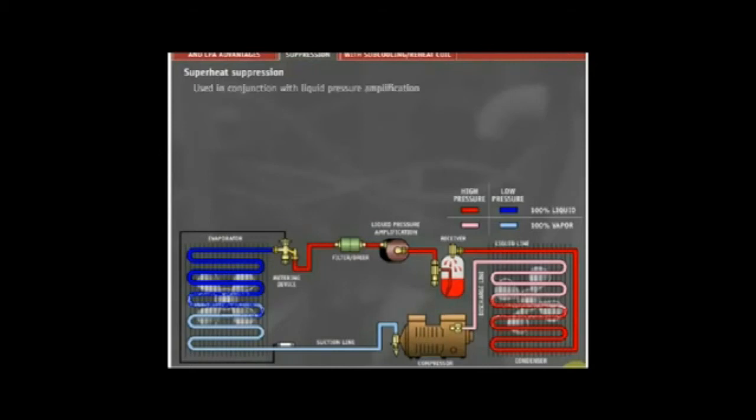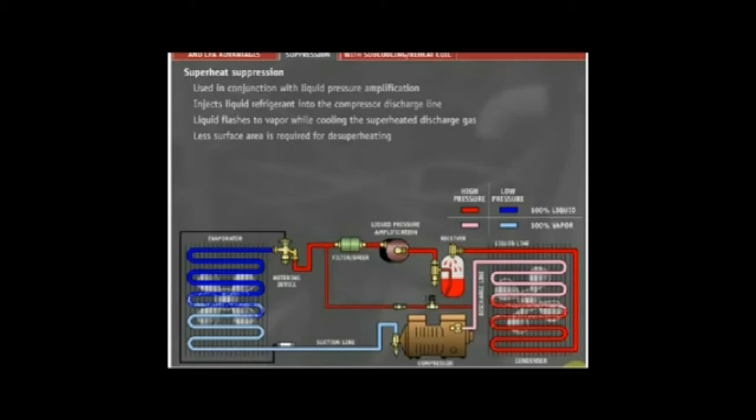Superheat suppression can be used in conjunction with liquid pressure amplification. The superheat suppression process injects liquid refrigerant into the compressor discharge line or inlet of the condenser. This liquid usually comes from the same centrifugal pump used in the LPA process. This liquid flashes to vapor while cooling the superheated discharge gas closer to its condensing temperature. As a result, less surface area is required for de-superheating. This leaves a more efficient condenser because of the increase in useful condensing surface area, which increases the overall performance of the system.